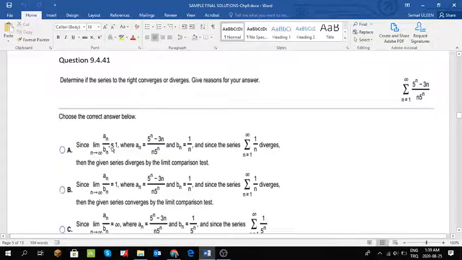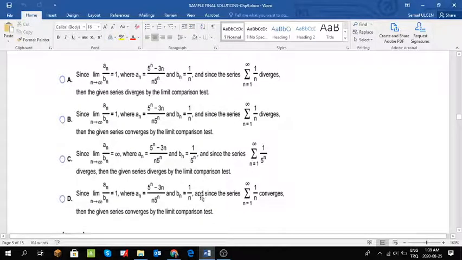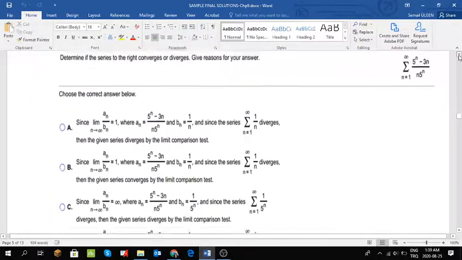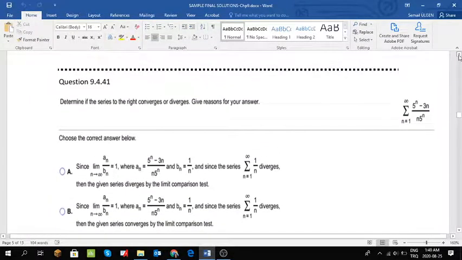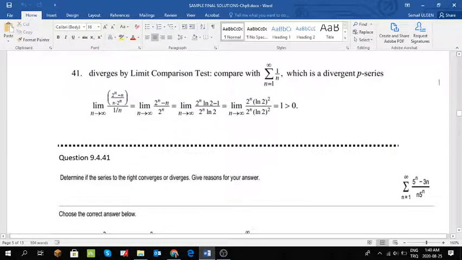As you can see, they use the limit comparison test for this series. They compare it with 1 over n. In C, they compare it with 1 over 5 to the n. In D, they compare with 1 over n. They get some results. I want to show you a similar question to this one, and I'll tell you how it is done, and you're going to understand. You can apply this to this question easily.